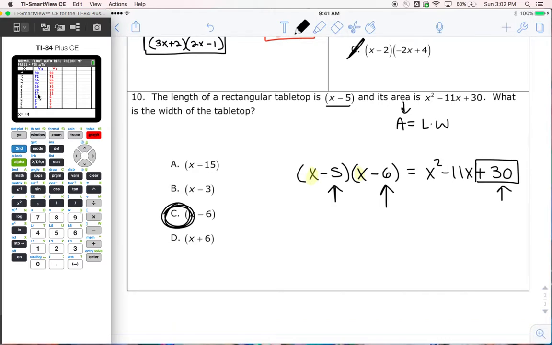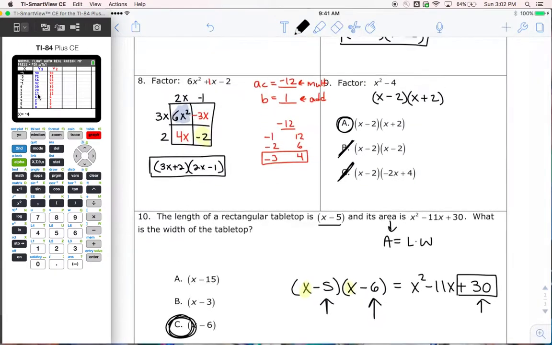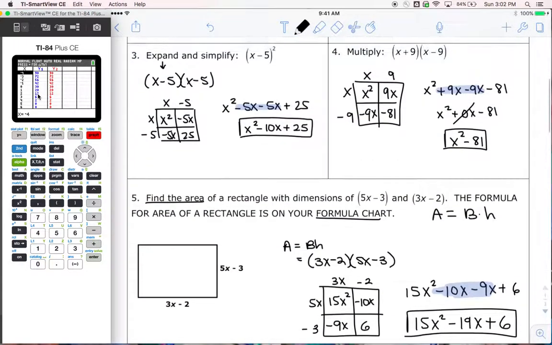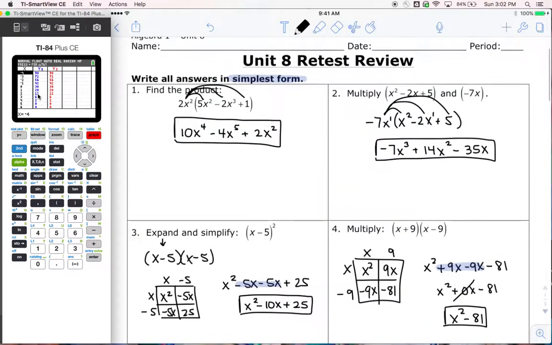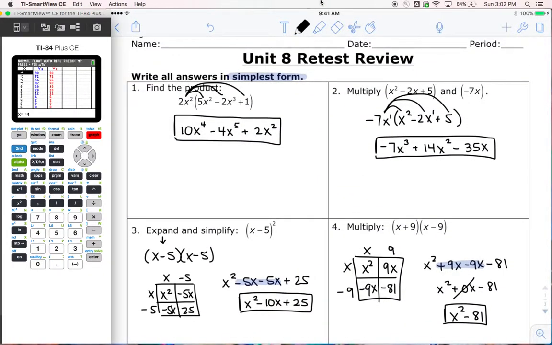All right, this was a long video, you guys. This retest, your calculator is going to be your best friend to check your answers. Just remember, distribution and factoring are opposites. You can use the box method for both. And if you need help before the test, you can still ask questions about this review. Just come and talk to your teacher.